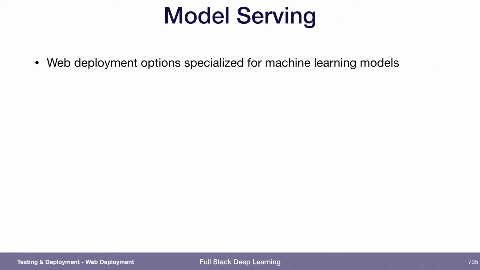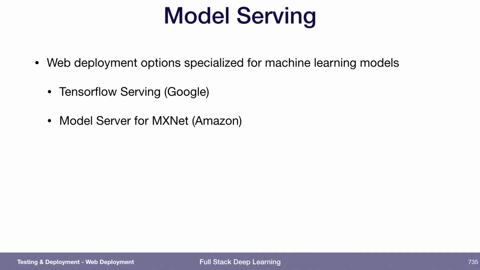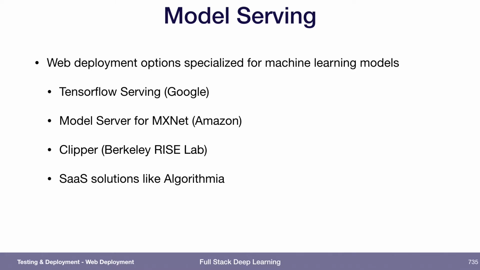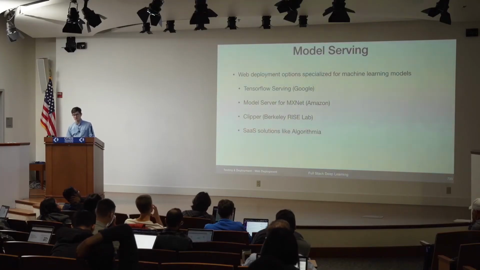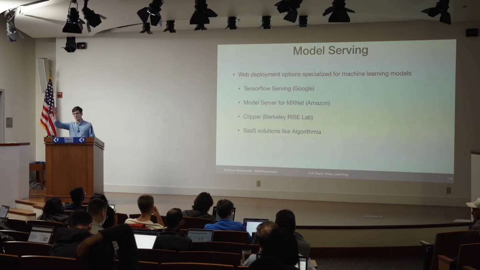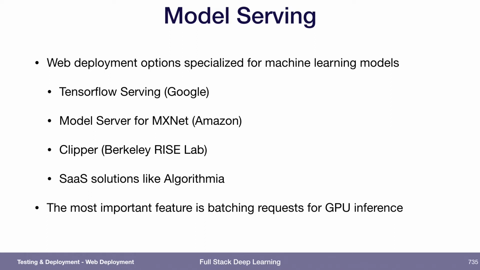Model serving is web deployment specifically for machine learning models, potentially specifically for deep learning models. TensorFlow Serving is a canonical example. There's the model server for MXNet, which is the Amazon kind of framework of choice. There's open source projects like Clipper. And there's whole kind of software as a service solutions like Algorithmia. And some of the all-in-one solutions we saw yesterday, some of them also have a model serving part to them. And the most important feature these serving solutions provide is really batching requests for GPU inference. So these are useful when your inference has to use GPU.